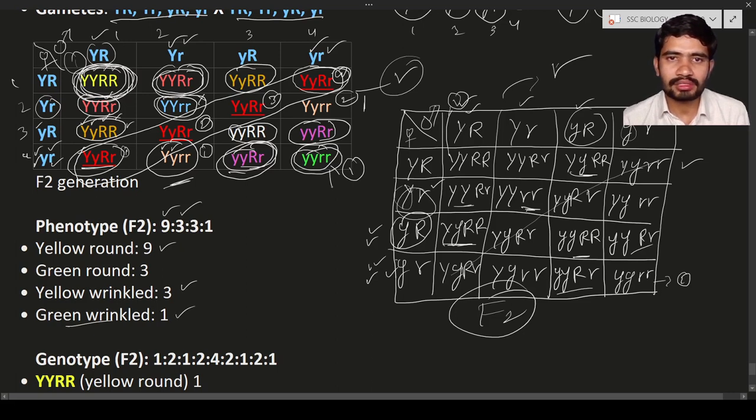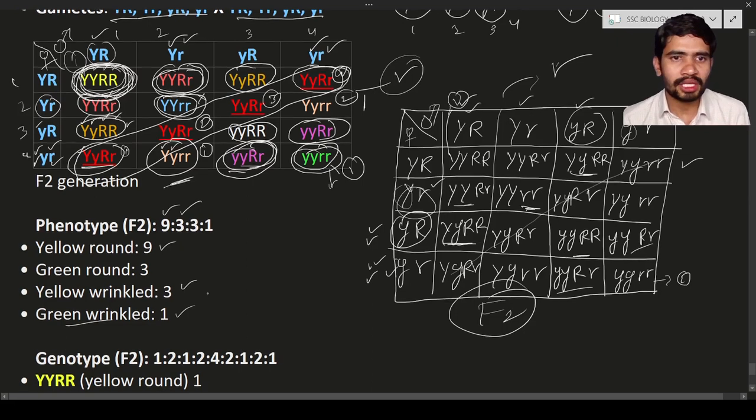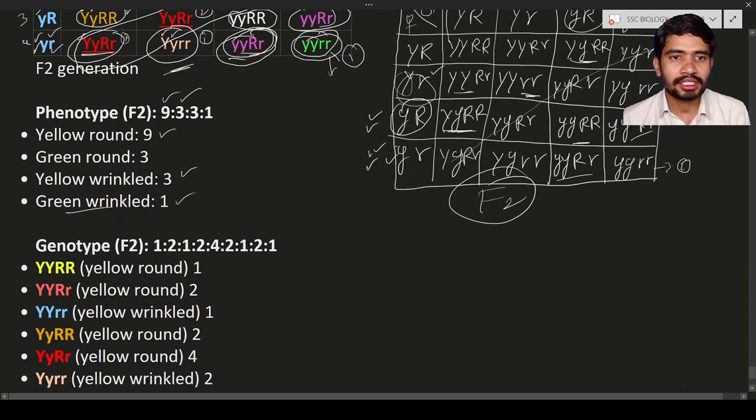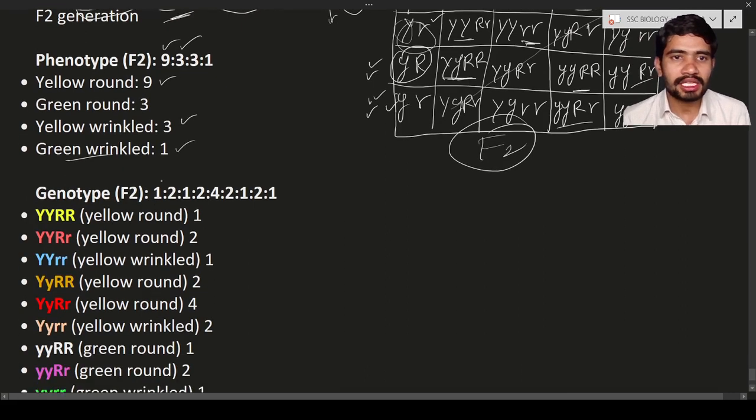So just now I said this is only one type of individual with green wrinkled, okay, and this is the one type of individual with homozygous dominant genes, yellow and round. This is the only one individual. Okay, so this is the phenotypic ratio. Now come to the genotypic ratio, meaning what types of alleles are present in these individuals. That is known as the genotypic ratio, the genotype of F2 individuals.